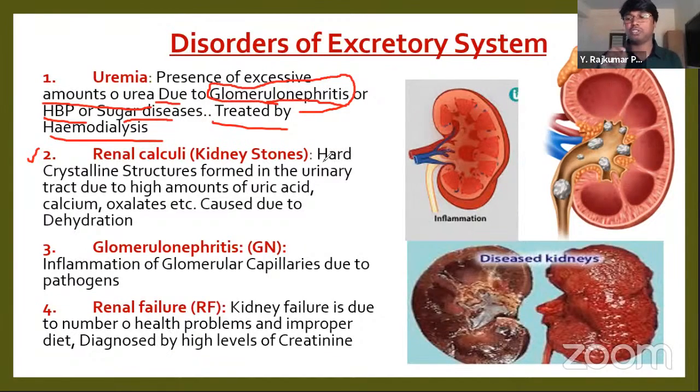What is the composition of these stones? These are hard crystalline structures formed in the urinary tract due to high amounts of urea, uric acid, calcium, and oxalates. They are caused mostly by dehydration.